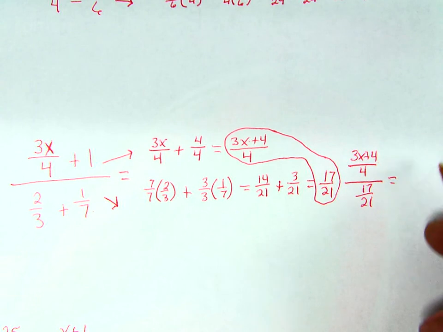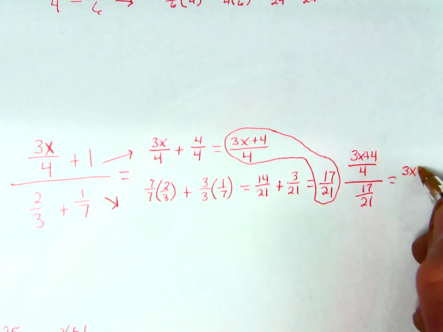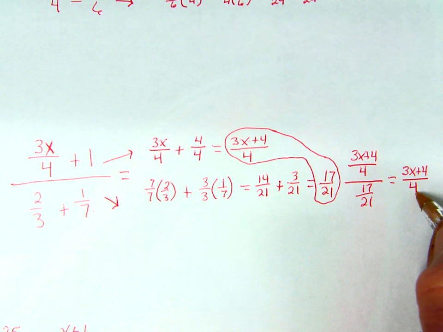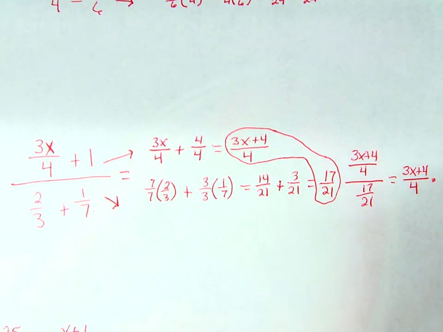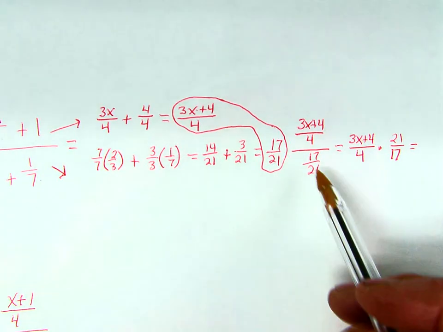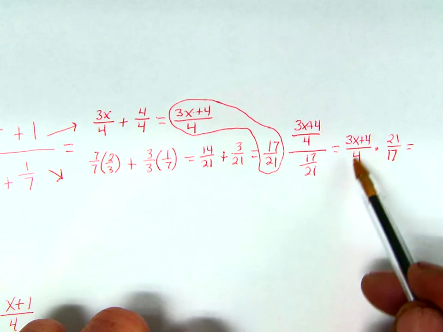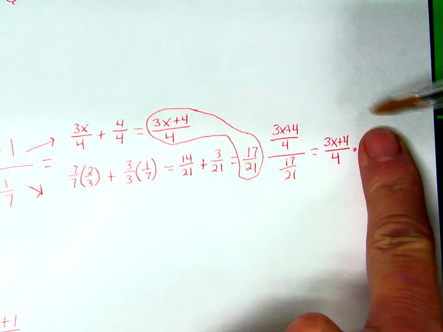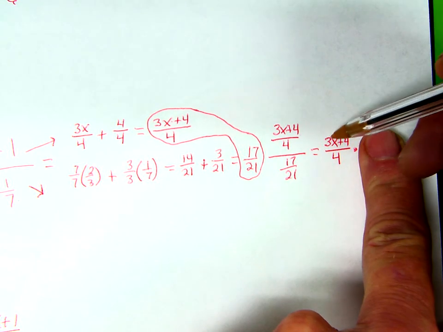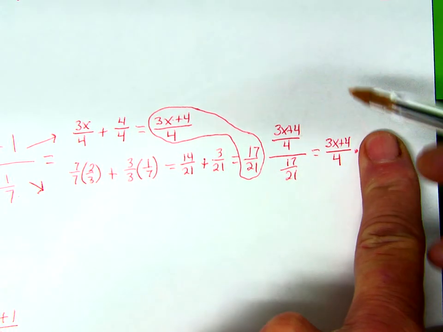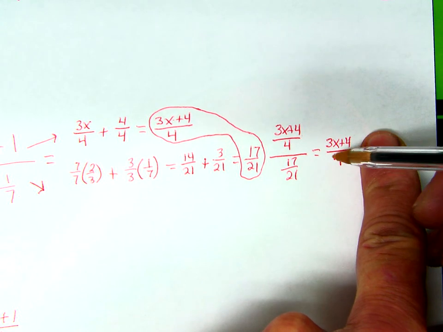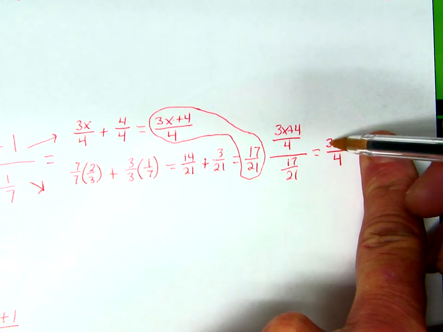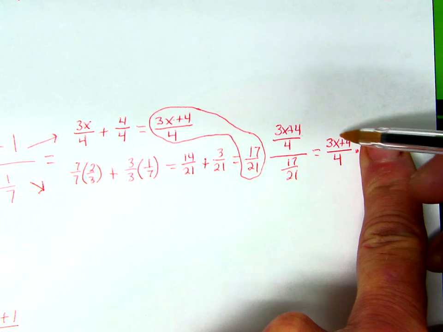Turn this one upside down and multiply. 3x plus 4 over 4 times 21 over 17. Now you might be thinking to yourself, can you reduce this right here? And the answer is no. In order to reduce, all three of these values have to have a common number. 4 does divide into 4, but 4 doesn't divide evenly into 3. So no, you can't reduce that.